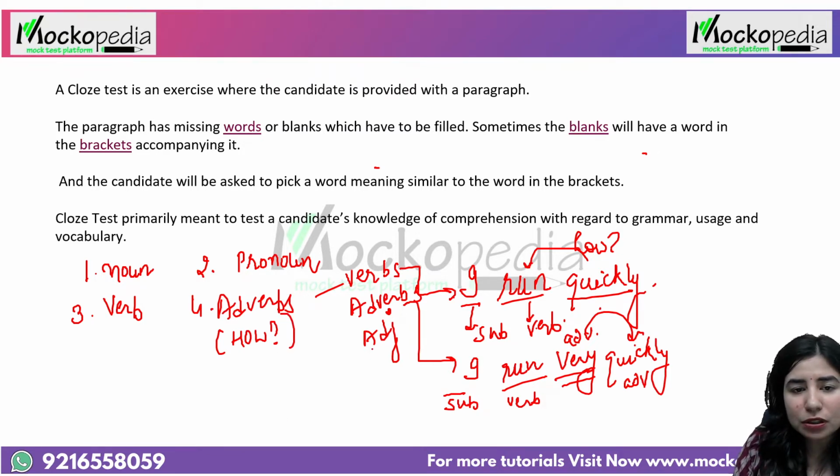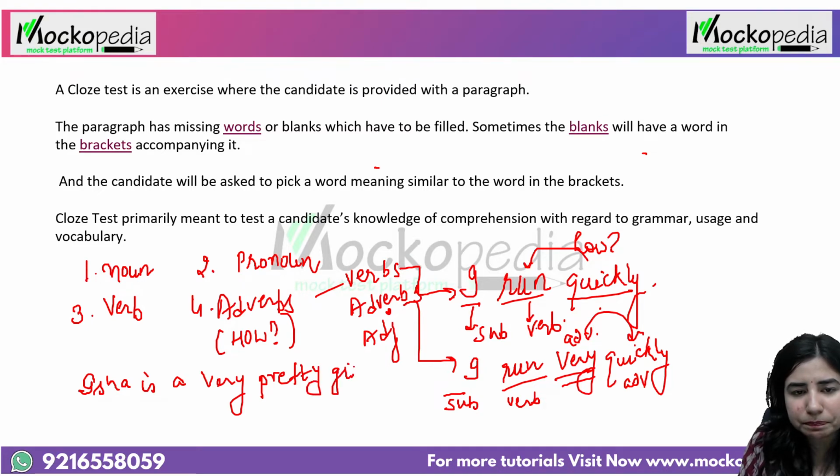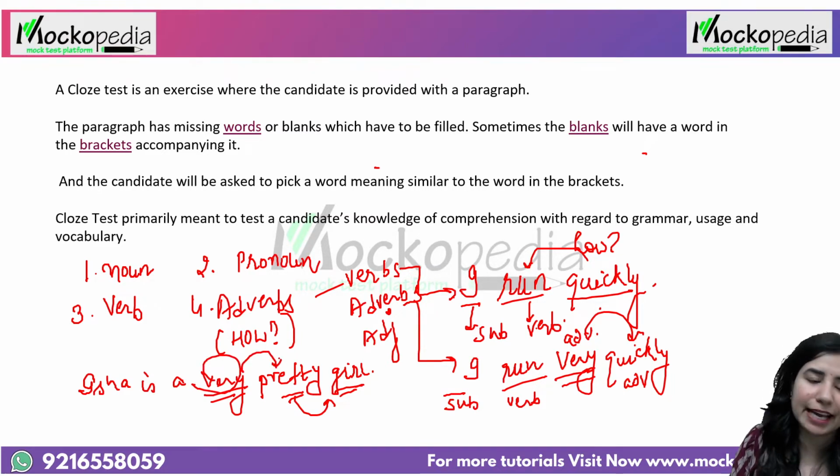Now let me give you the third usage. Adjectives are words that qualify more about nouns or pronouns, right? Jinko hum visheshan kehte hain Hindi mein. I'll write another sentence. Isha is a very pretty girl. So girl is a noun. Pretty is explaining how the girl is. So pretty is an adjective. Now how pretty? Very pretty. So again, very is an adverb that is qualifying an adjective, right?